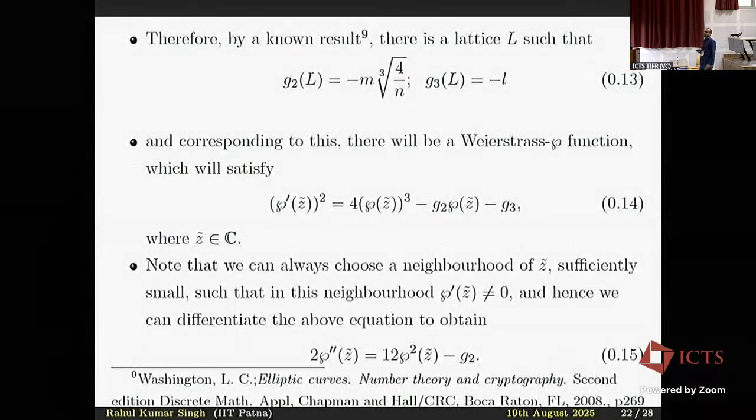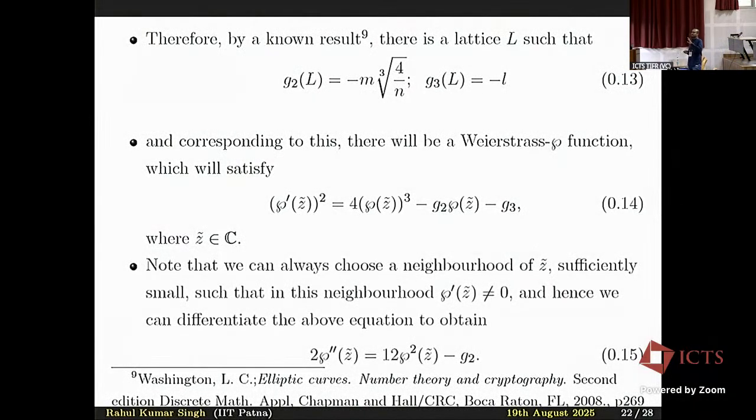So now what are we going to do? First, let's see. Once you have this, it's not very difficult to see that we can differentiate this. Just by noting that you can pick a point and always get a neighborhood of that point, so that in that neighborhood, if you are just restricting this P, the derivative will always be non-zero, so that you can differentiate it. Once you differentiate it, you get this relation.